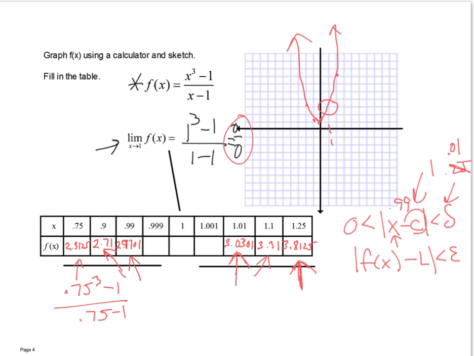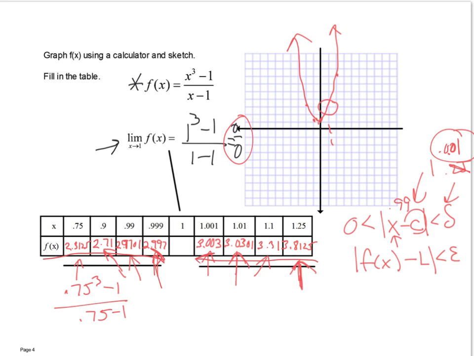We're going to try one more delta of 0.001, being only 0.001 away from 1. We're going to find out the value of the function at 0.999 and 1.001. Both of those are 0.001 away from our value of c, our 1. So go ahead and calculate those. All right, so I got 2.997 and 3.003. Now it's getting pretty obvious that this is getting closer and closer to 3.